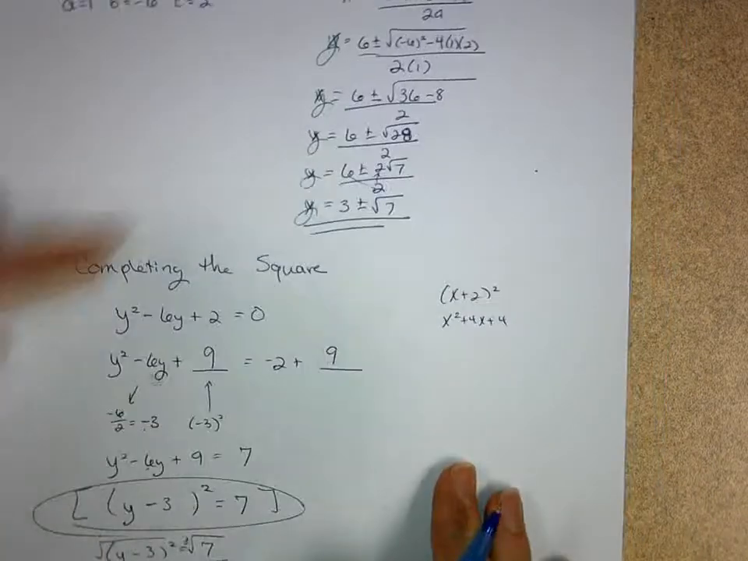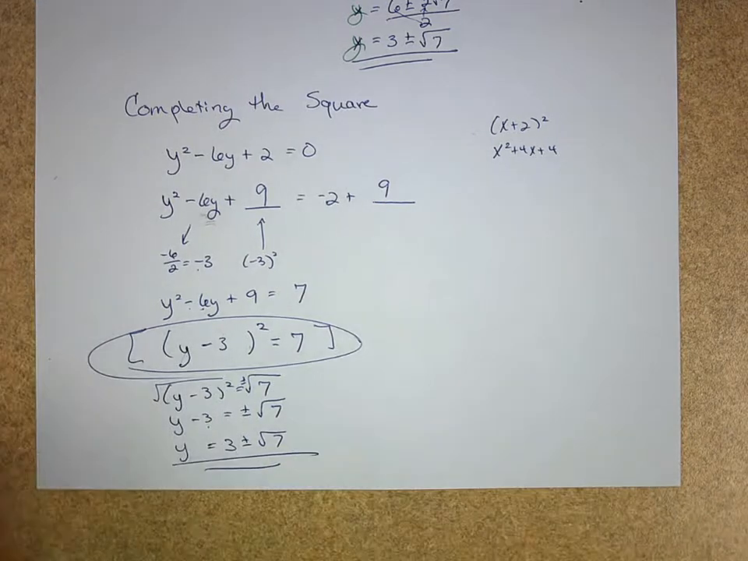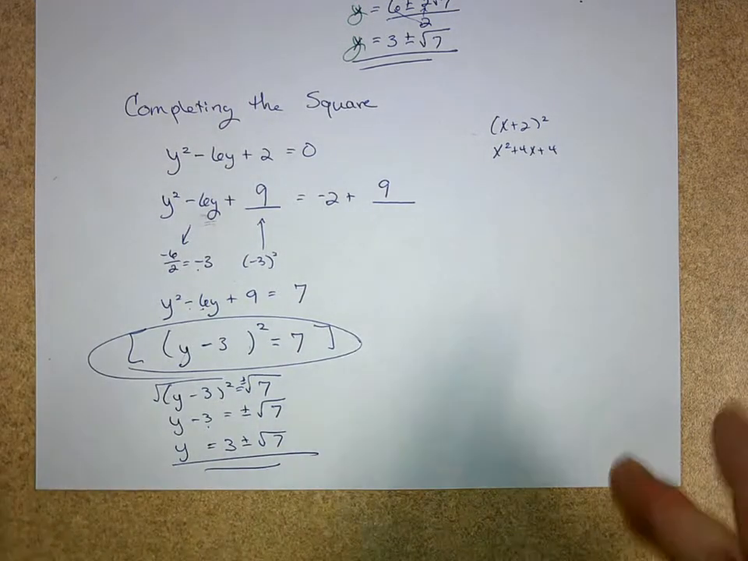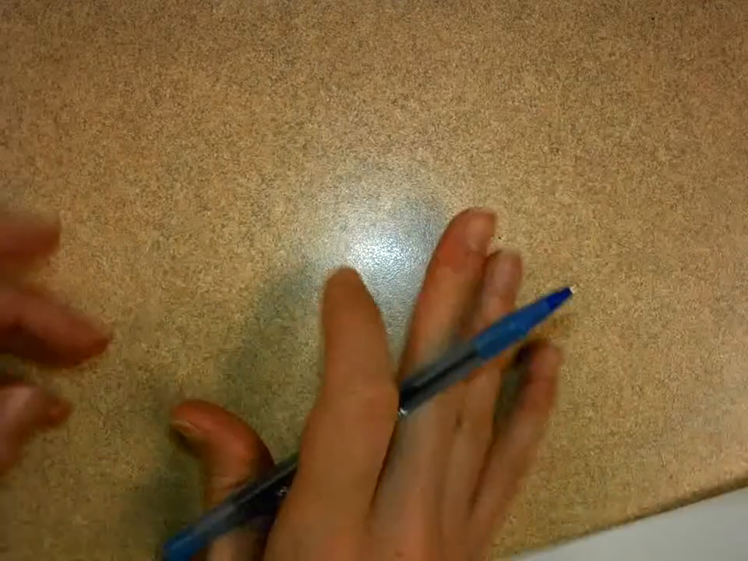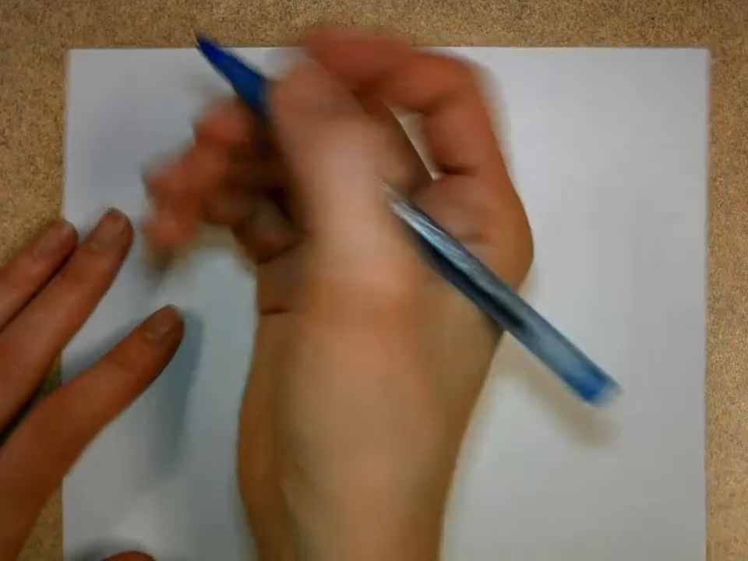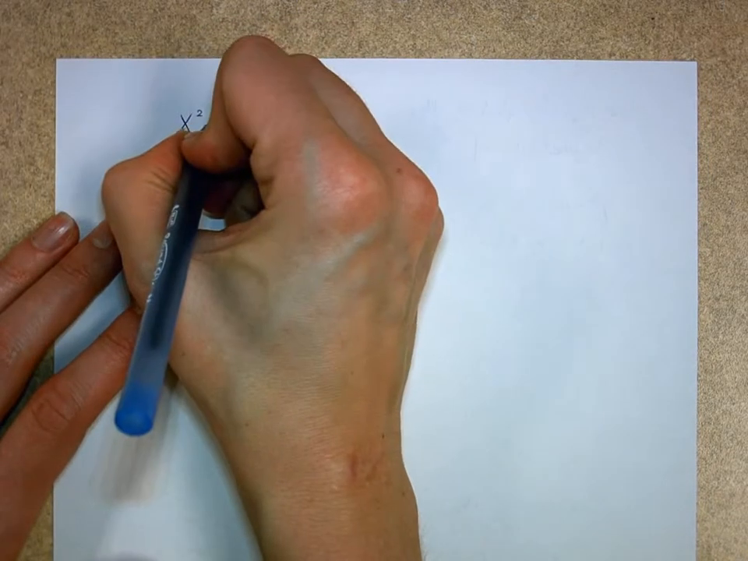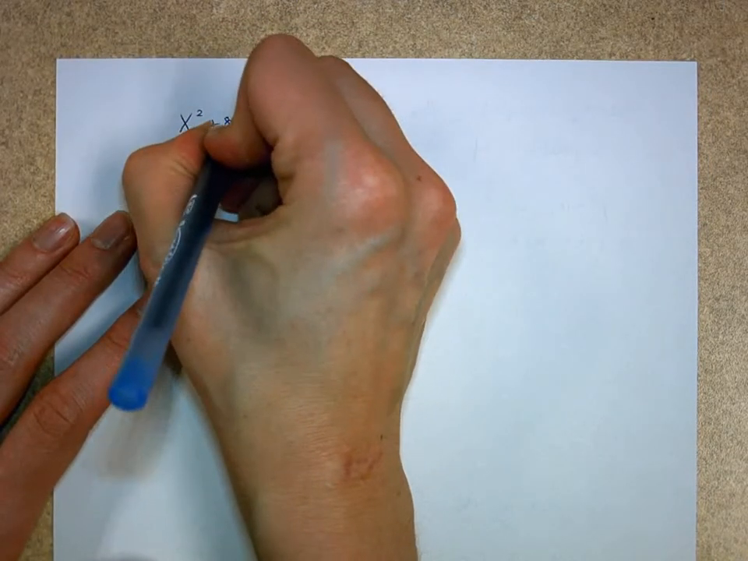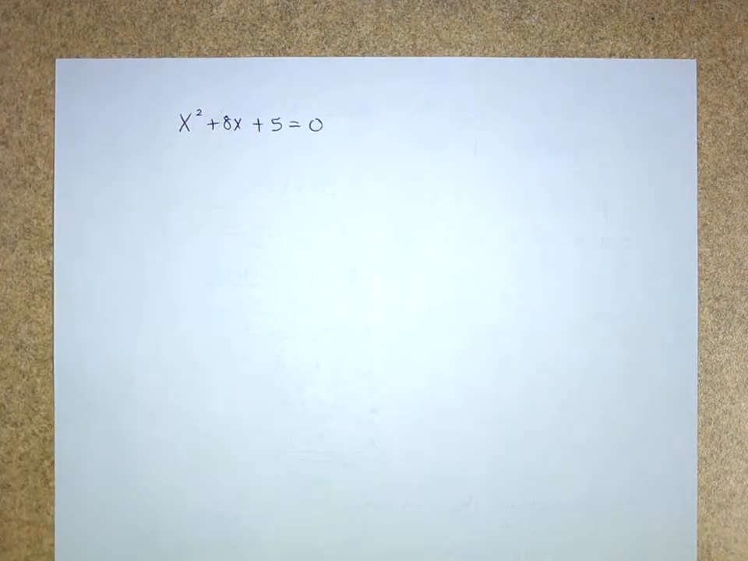Now notice I got the same equation and answer as up above. But what's confusing about it is learning how to complete the square. So I'm going to actually give you another one to try. Okay? So let's try another one that's not quite so bad. How about if I had something like this? X squared plus 8x plus 5 is equal to 0.